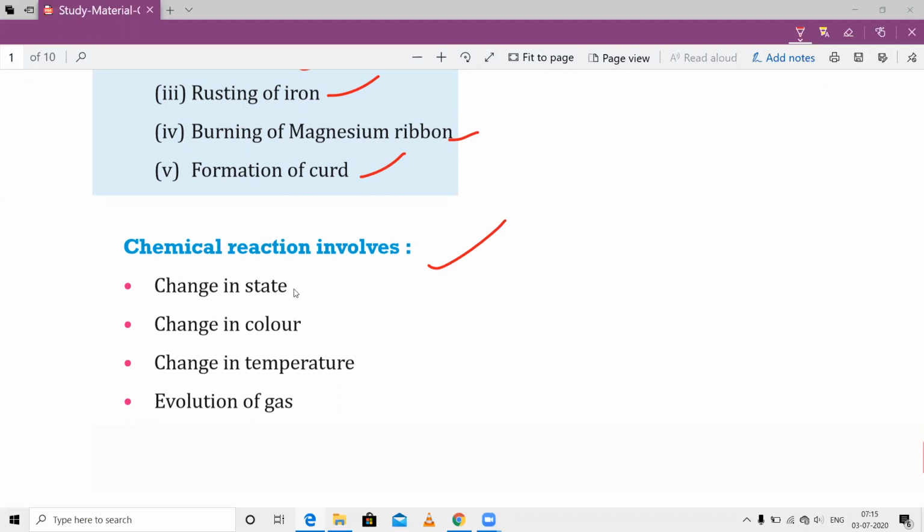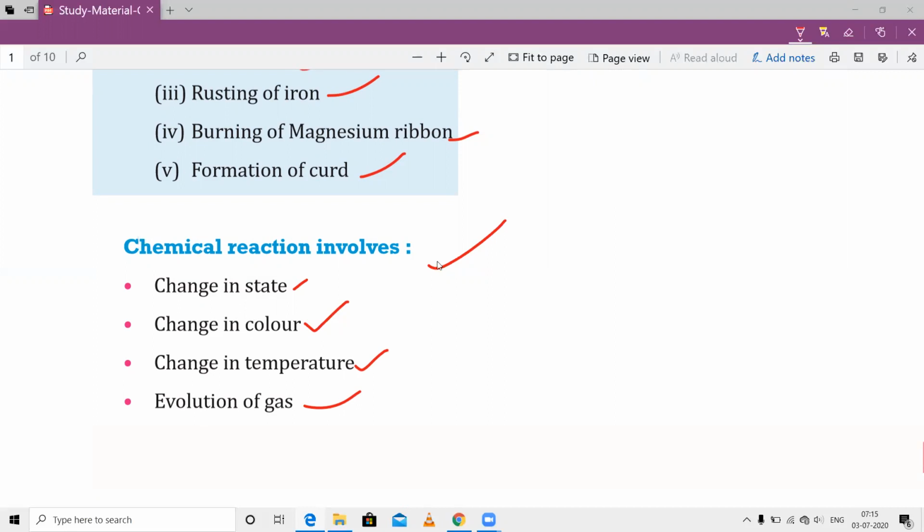Change in color: the state can change, and the color can also change. The reactants have one color and the product has a different color, along with different properties. Change in temperature, the temperature also changes, right? Evolution of gas, some gases are evolved when a chemical reaction is performed. These are the changes that take place when you are involved in a chemical reaction.